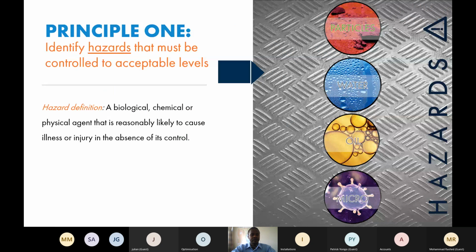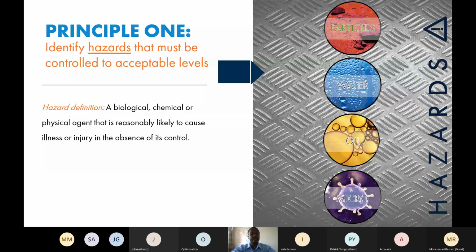So principle 1 of HACCP is identify hazards that must be controlled to acceptable levels. The key word here is hazard. So what is a hazard? In relation to food and pharmaceutical, a hazard is a biological, chemical, or physical agent that is reasonably likely to cause illness or injury in the absence of its control.